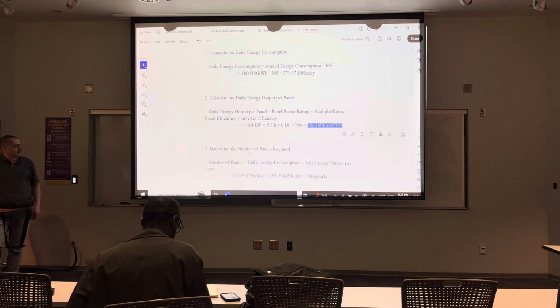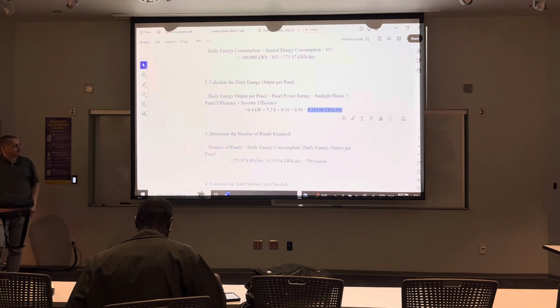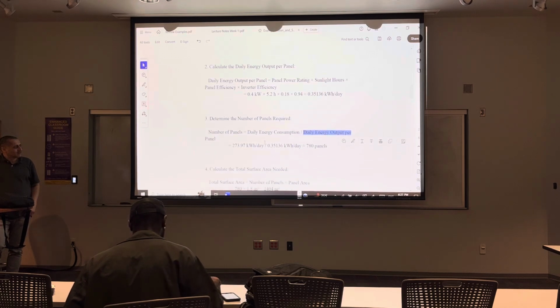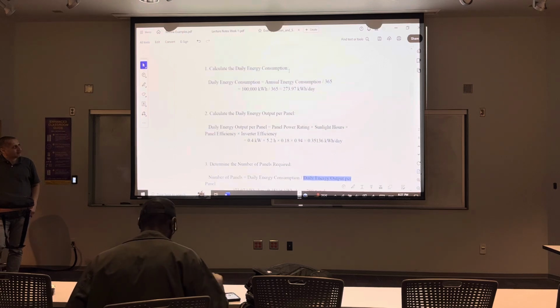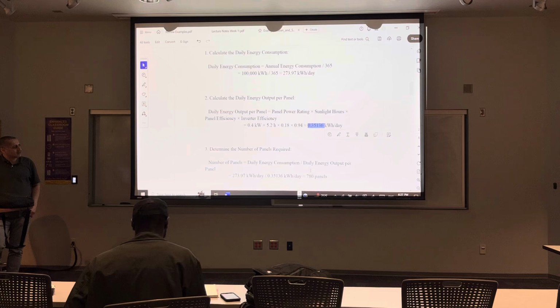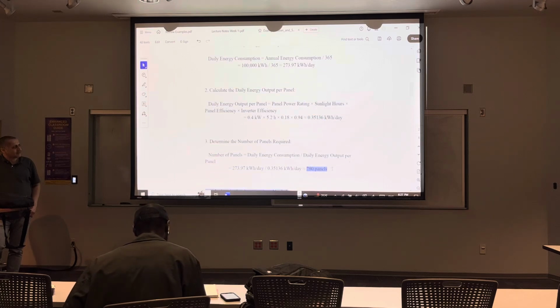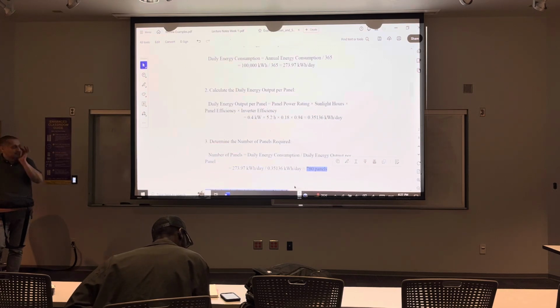Now, the number of panels required is daily energy divided by the daily energy output. Divide the first number by this one, and you can calculate the number of panels: 780 panels, okay?